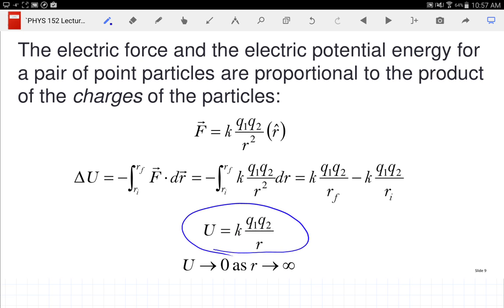So we have this equation for the potential energy. KQ1 Q2 over R, not over R squared. The potential energy, then, we define zero potential energy as the potential energy when they're infinitely far away. 1 over R, if R is infinity, what does that approach? As R approaches infinity, that approaches 0. So we have potential energy approaches 0 as they approach very far apart.